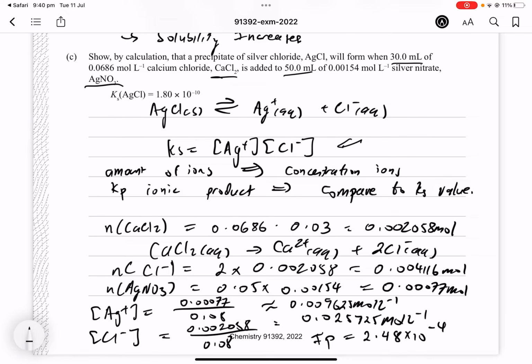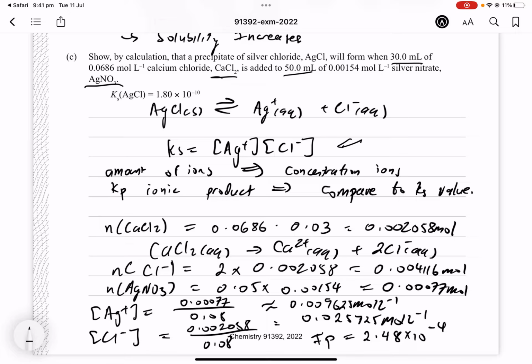So therefore we expect this is much greater. Since the ionic product is much bigger than the Ks, we expect the equilibrium to shift to the left. So there will be a precipitate of AgCl forming. Since the ionic product is greater, the equilibrium shifts to the left to favor the reactants in order to bring the product back down to the Ks value, to the equilibrium value of 1.8 times 10 to the power negative 10. If it shifts to the left, then we expect some precipitate of AgCl to form.